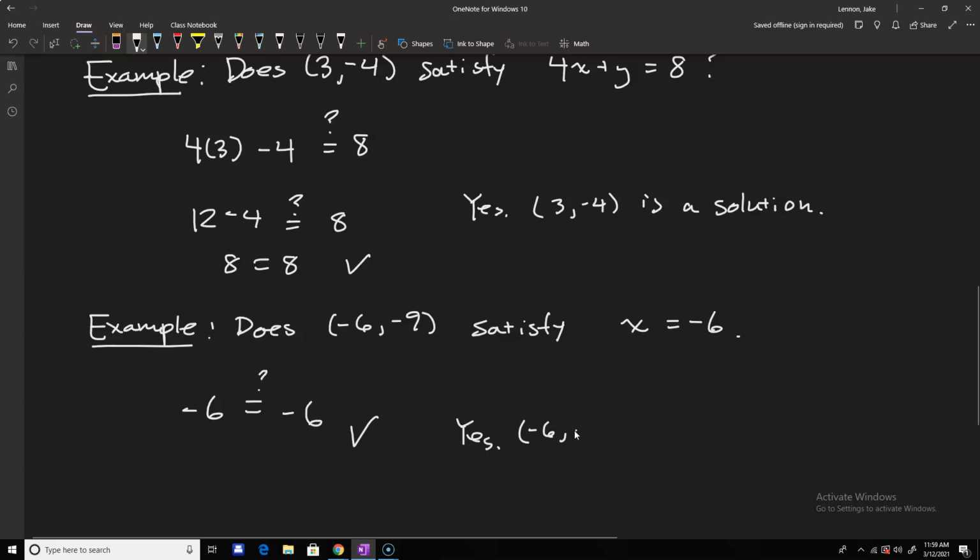Negative 6, negative 9 is a solution. So if you have only x equals a number or y equals a number, and you tried to think about what that would look like in the plane, that would be all the points that satisfy x equals negative 6. So that's every point with an x coordinate of negative 6. So that actually just comes out to a vertical line.